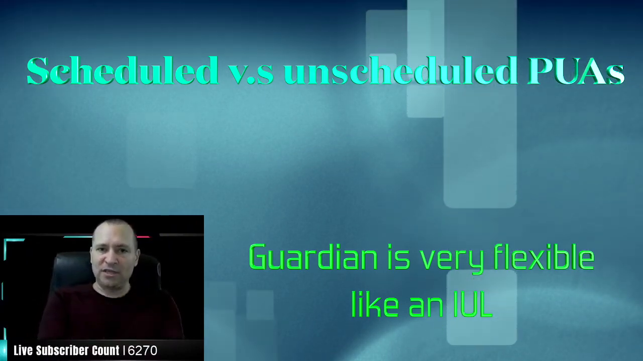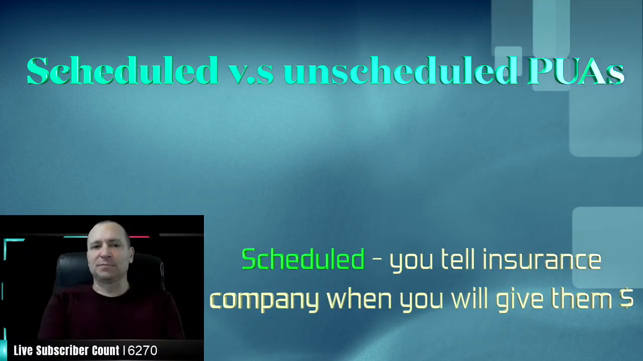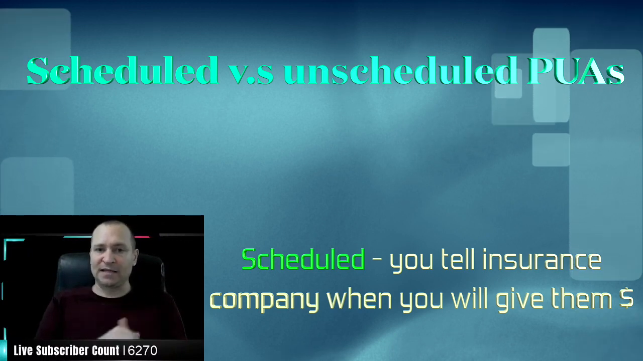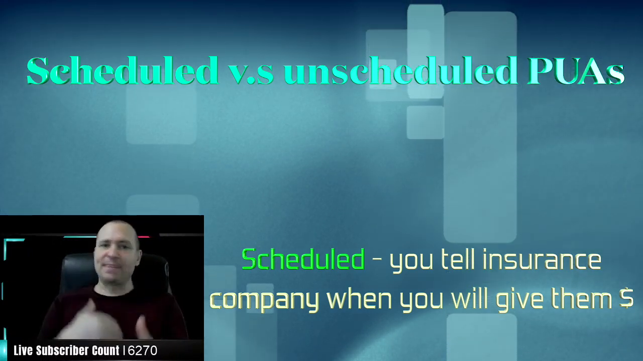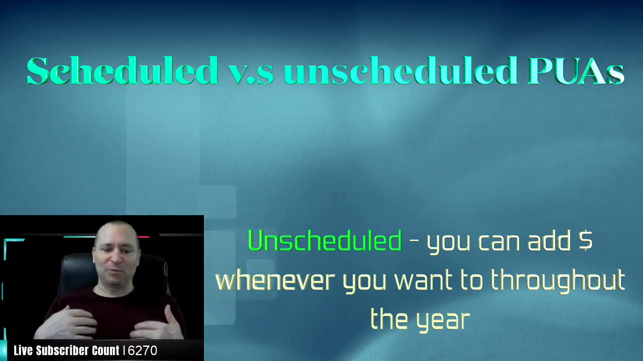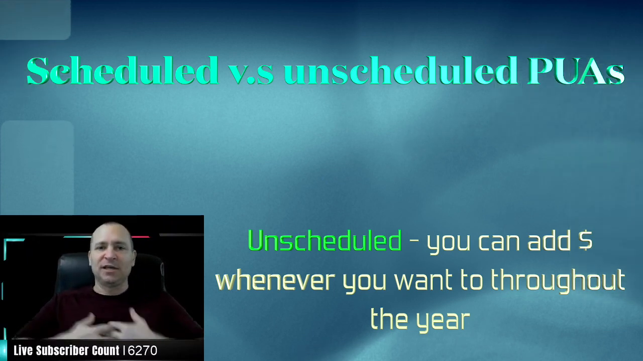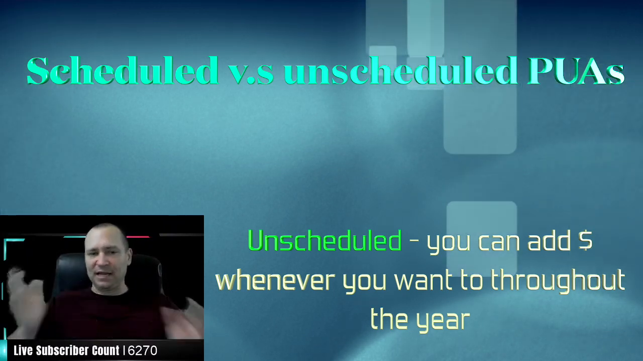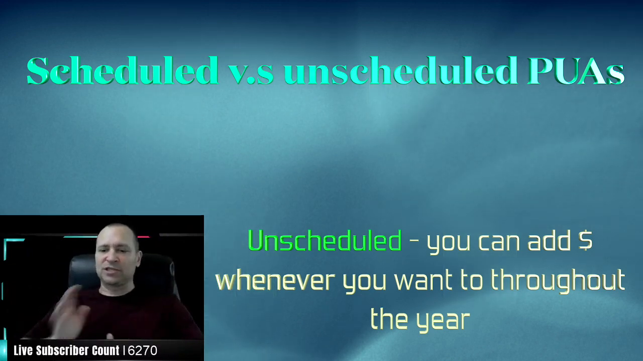Scheduled, we tell the insurance company when we're going to give them money as new premiums, and they're going to expect it on that time frame. Unscheduled, we're just going to send them money whenever we feel like it. We're dumping it in at some point throughout the year when we get cash. So we've got some people who have plenty of money and they know exactly when it's coming in and they can do it on that regular schedule.